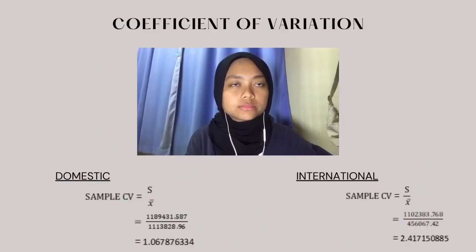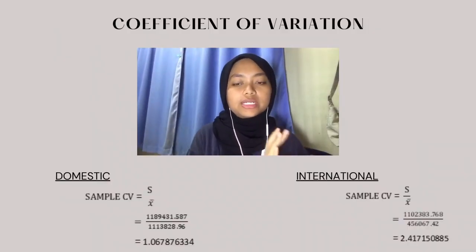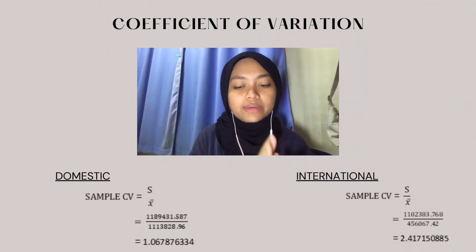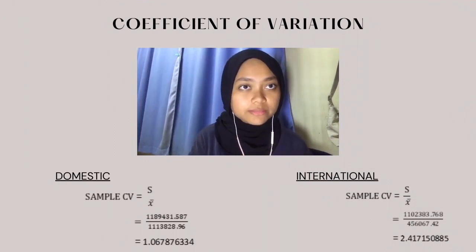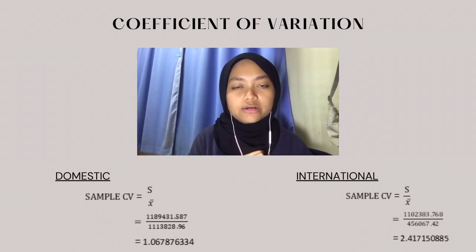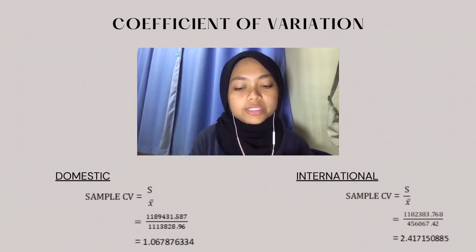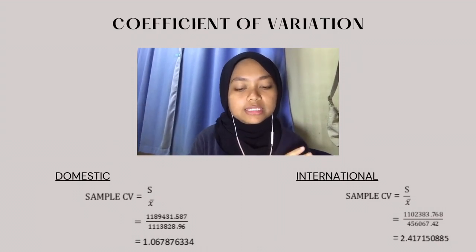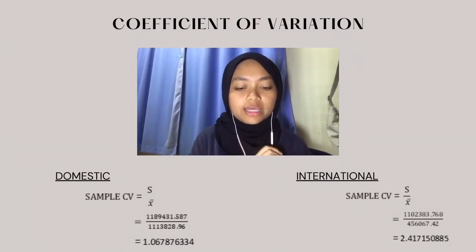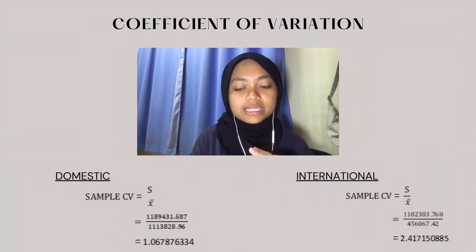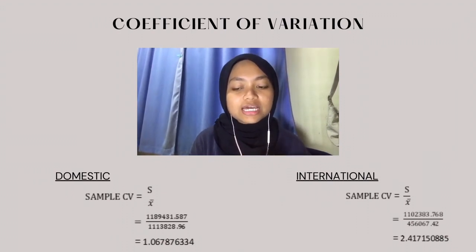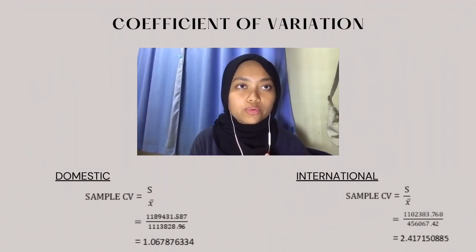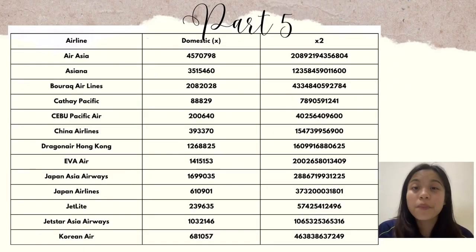Okay, lastly for this part, we need to calculate the coefficient of variation, or CV. We can get CV by dividing S, which is the standard deviation, by the sample mean. So for the domestic, we get a CV of 1.07, and for the international, we get a CV of 2.42. As we can see, the international has the highest coefficient of variation compared to the domestic, which is only 1.07.